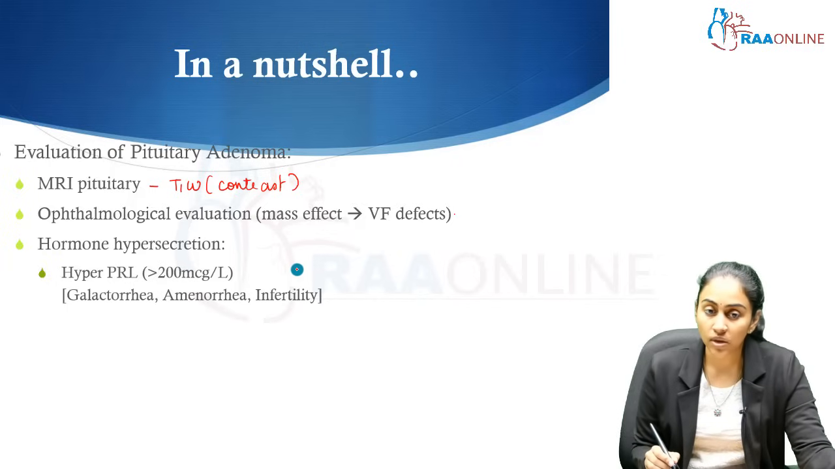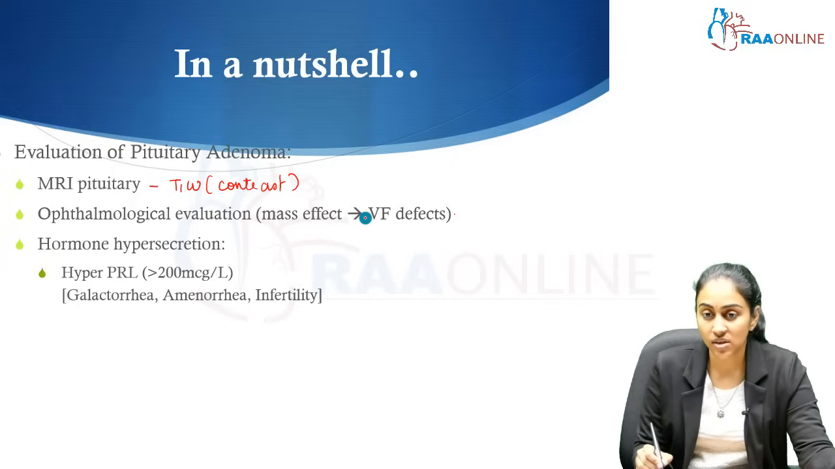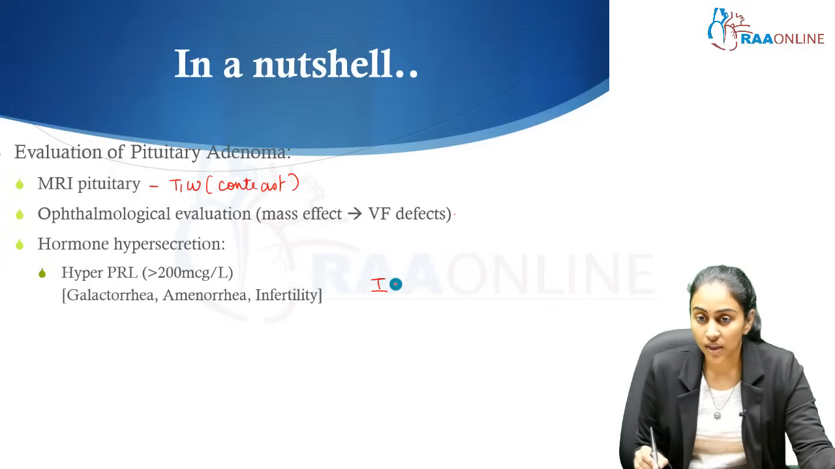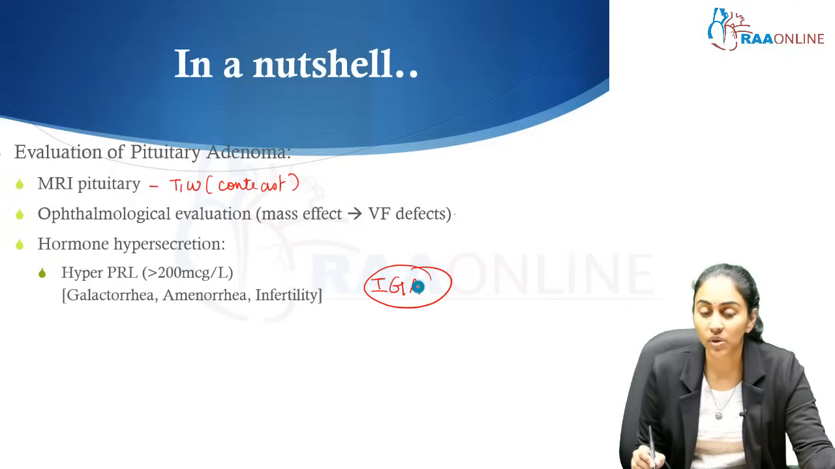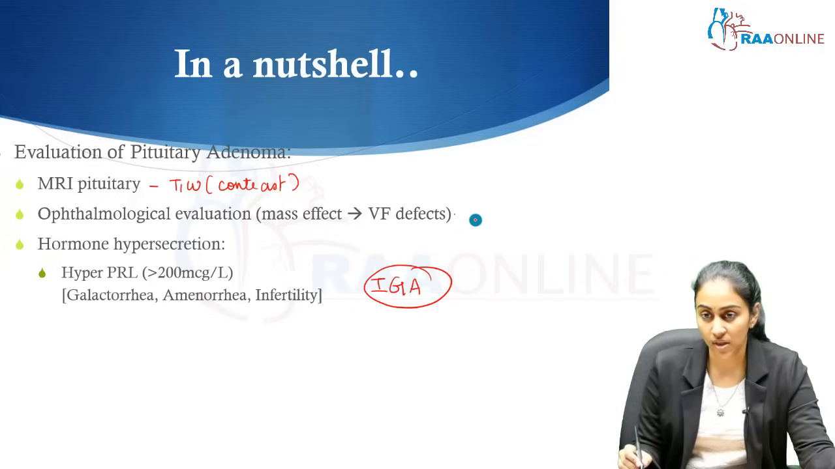How do you go about it? If the patient has features of the hyperprolactinemia triad, what is that? IGA: infertility, galactorrhea and amenorrhea. If they have this triad, likely that you are dealing with a prolactin secreting tumor. So, in such a case, prolactin is usually going to be more than 200 microgram per liter.